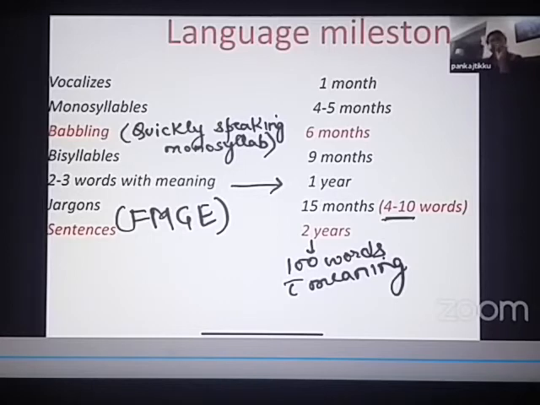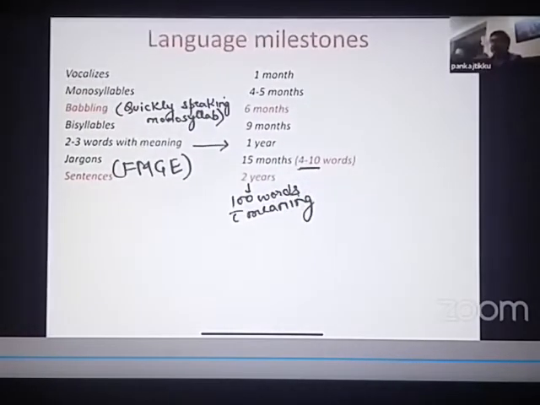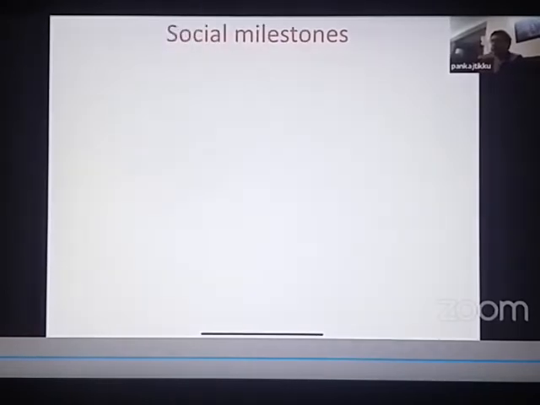So first category, gross motor milestones completed. Second category, fine motor milestones completed. Third category, language milestones completed. Now I come to the last category, which is social milestones. So let us now do social milestones. After doing social milestones, we'll have the end of this chapter. So then we can take a break.